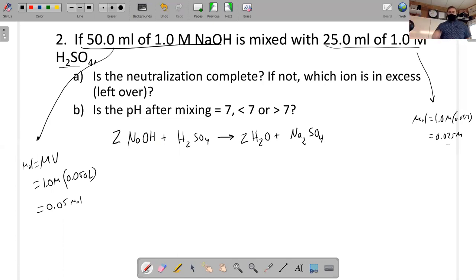So if you remember what we did with figuring out limiting and excess reactants, we took the quantities of each of the reactants and figured out how much product you could make using mole ratios. So there's two ways to go about this. One way, you can just use a little bit of logic and say, all right, I have twice as much sodium hydroxide as I have sulfuric acid. And the reaction says that I need twice as much sodium hydroxide as sulfuric acid. So I've perfectly satisfied that condition, and it looks like it could be neutral.